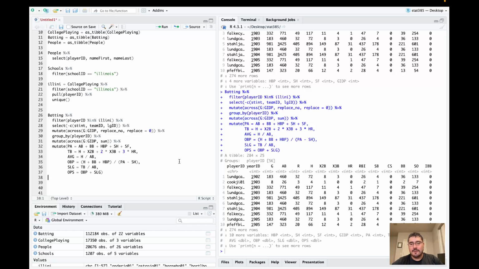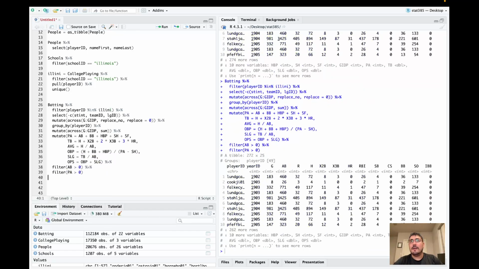Okay, so all right. And now let's get rid of people who didn't play or didn't bat. Filter PA greater than 0. Okay.